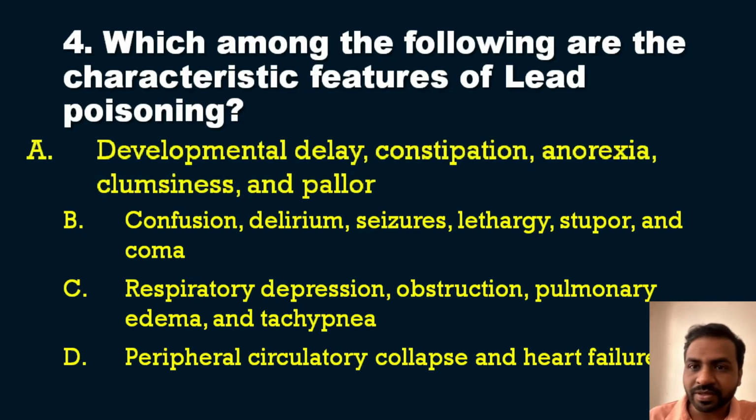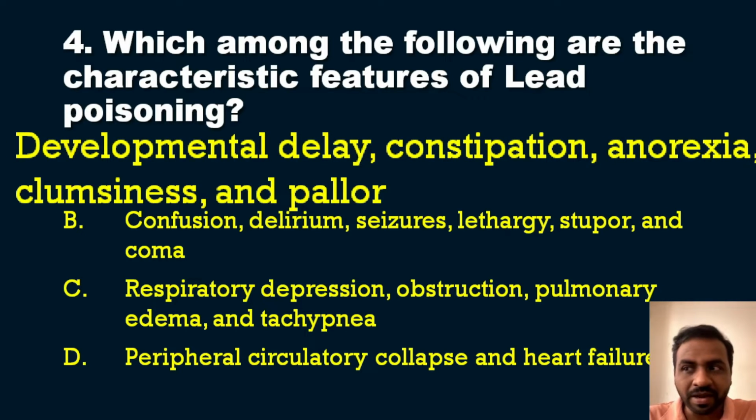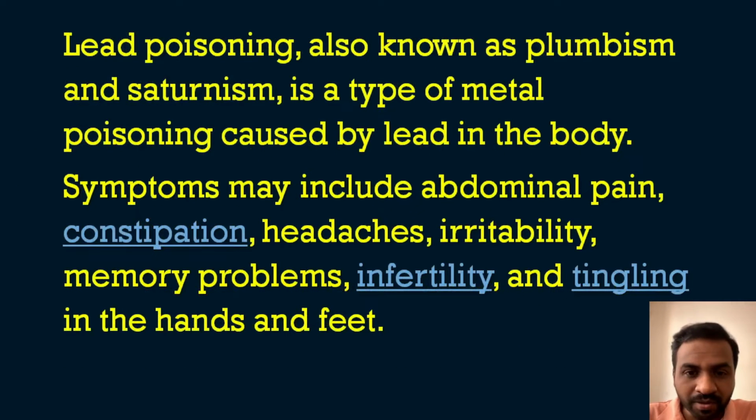The answer for this question is option A, that is developmental delay, constipation, anorexia, clumsiness, and pallor. We know that lead poisoning, otherwise known as plumbism and saturnism, is a type of metal poisoning caused by lead in the body. The symptoms may include abdominal pain, constipation, headache, irritability, memory problems, and very important, tingling in the hands and feet. So these are the characteristic features of lead poisoning, otherwise known as plumbism or saturnism. So that's all regarding the question on lead poisoning.